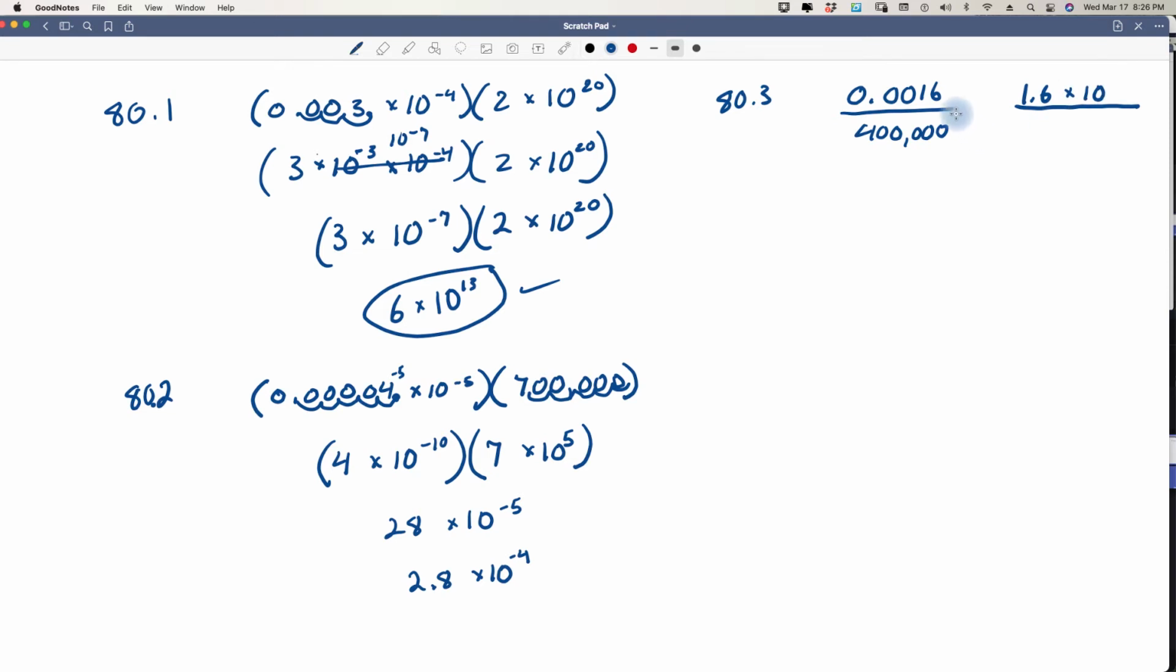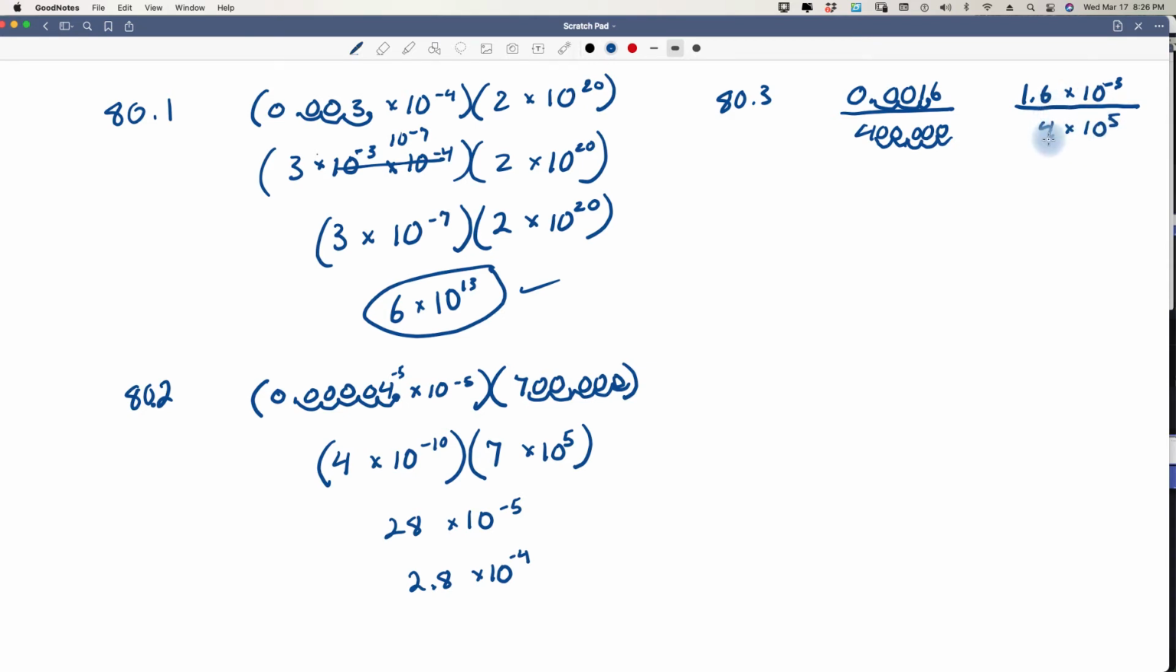Now we need to know how many decimal places we're moving it back. 1, 2, 3, so it's negative 3. And then we need to put this in scientific notation. And let's see how many we're moving this forward. 1, 2, 3. Oh goodness, what was that? Let's do that again. 1, 2, 3, 4, 5. So it's positive 5. All right, so now we are able to divide.